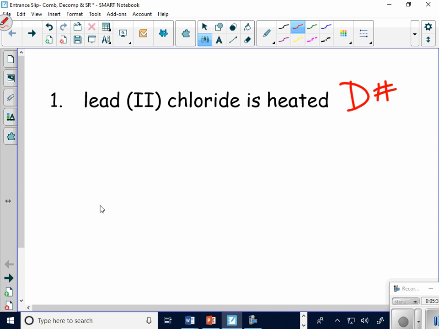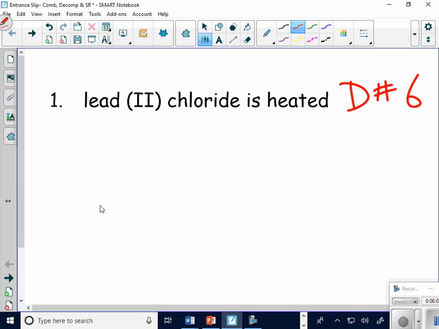Now, which decomposition? Well, let's go through them. Is it number 1? No. Is it number 2? No. Is it number 3? No. Is it number 4? No. Is it number 5? No. So it's got to be decomposition number 6. We just got 2 points, folks.